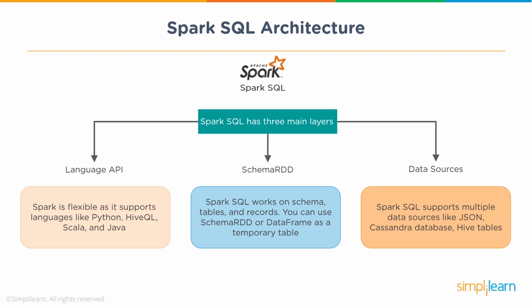You could be using Scala, Java, or a combination of Java and Scala. What it does is create a data frame, or as I said, a schema RDD. So Spark SQL works on schema, that is tables and records, and this schema RDD or data frame is used as a temporary table where your data is loaded, on which you can then run your SQL queries. And your data sources are the data coming in from different sources.